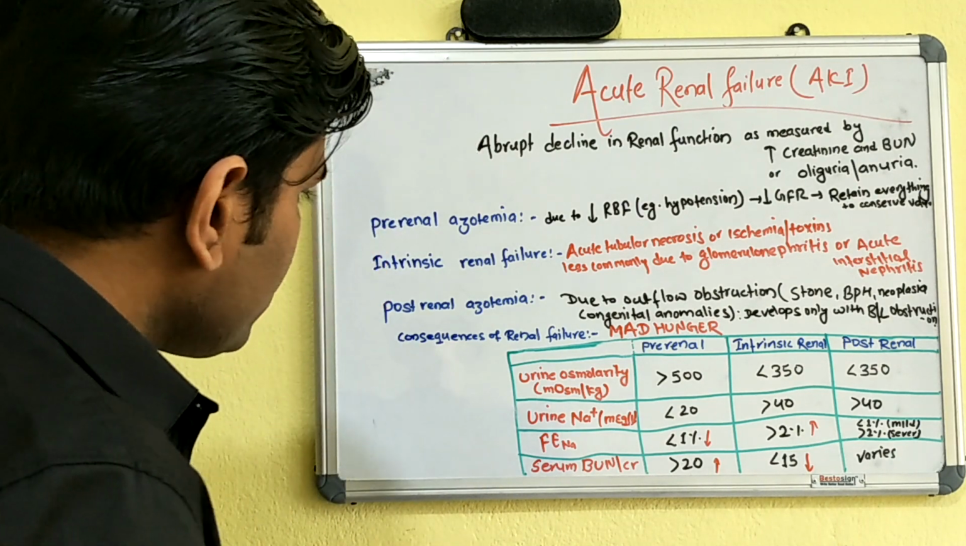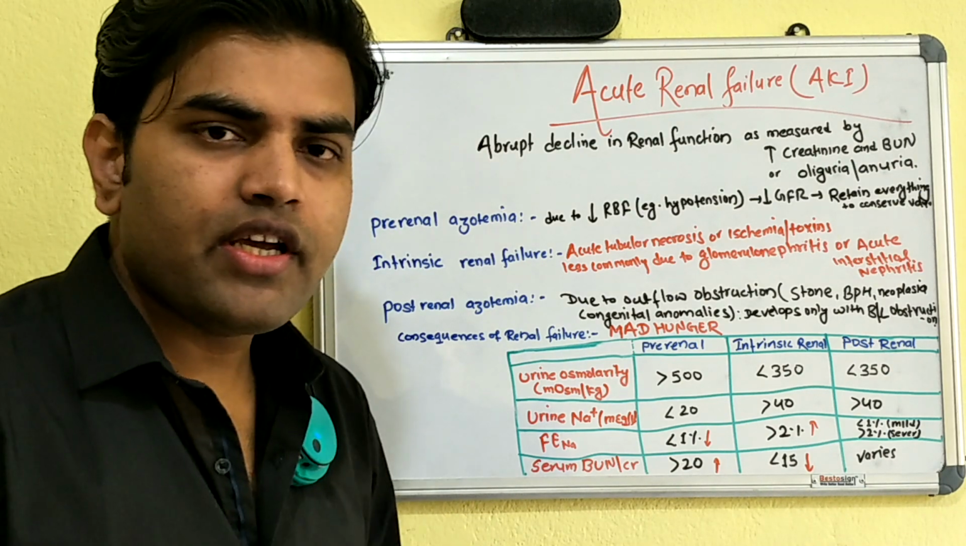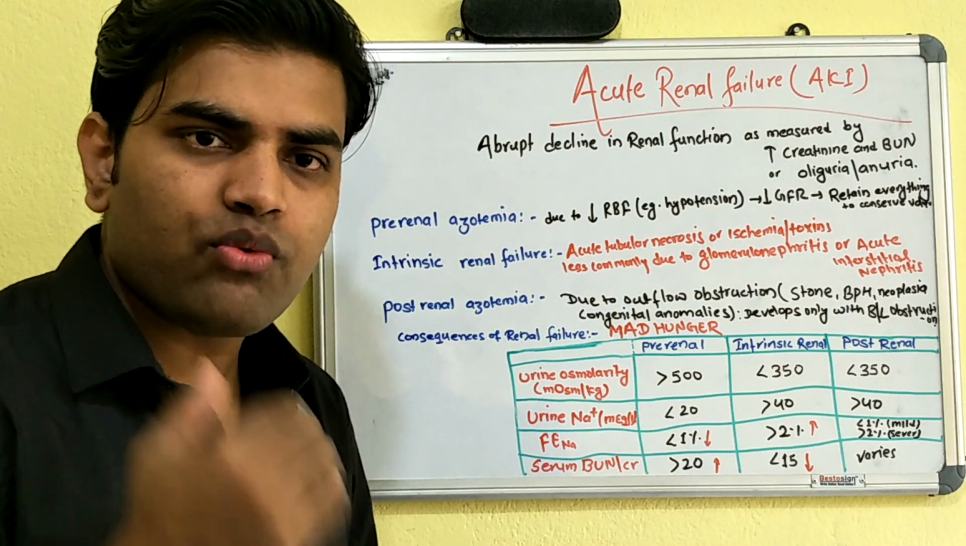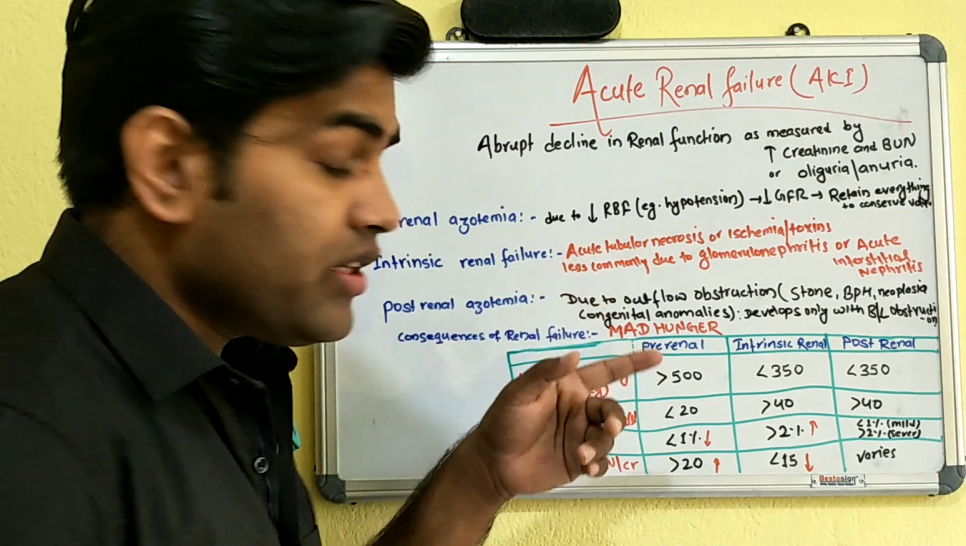Okay, now let's move to the other part, that is the intrinsic one. Okay, now what is intrinsic renal failure? Intrinsic renal failure is damage to the kidney part. Now there is the kidney problem. Okay, so why is there a kidney problem?